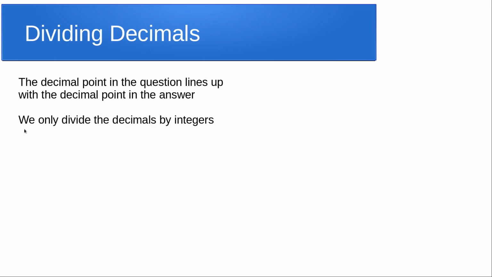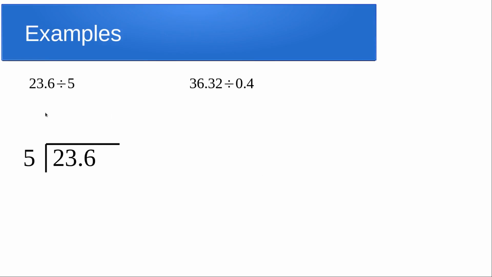The next thing, this is really important, we only divide decimals by integers. Now of course we're going to get situations where we divide decimals by decimals, but I want to show you in our second example how we deal with that. And then finally, if there's a remainder and we want to get a more accurate answer, we can just add zeros on, providing it's after the decimal point, and keep carrying our remainder over so that we can get a more accurate answer.